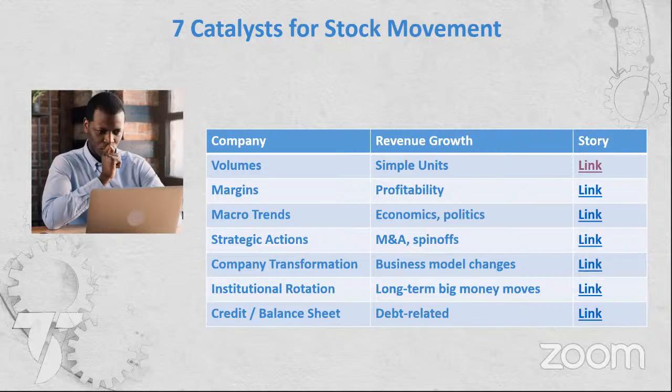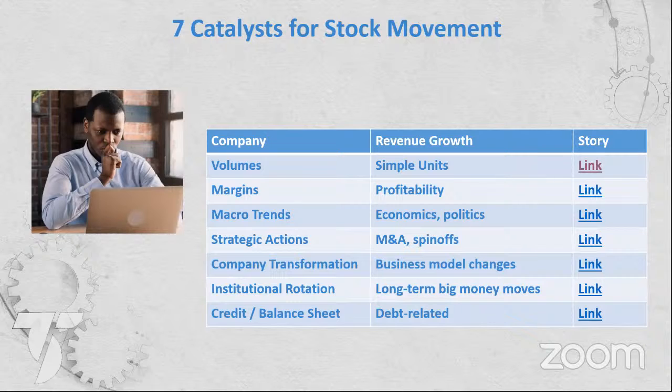Strategic actions. This is M&A, things like spinoffs, stock buybacks. It has not been a big narrative, but when we come out of the recession and we're looking at a strong economy, things like M&A can become very important. And so I think that's another narrative that can be out there.